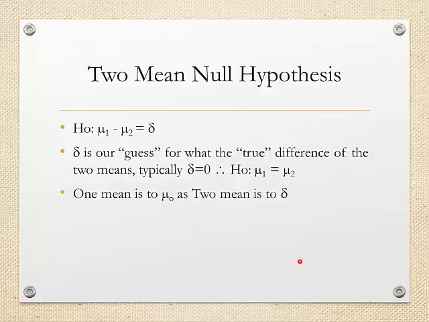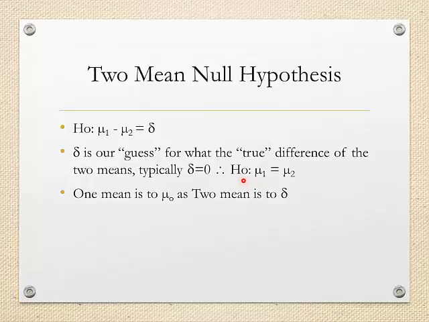Alright, so the true two mean null hypothesis is always going to be that mu1 minus mu2 equals delta. Hopefully that last picture shows you why we're going to use that terminology, in terms of the distribution that we're looking at is actually the difference between mu1 and mu2. So what is delta? Well, delta is our guess for what we think the true difference of the two means is. And typically delta is going to equal 0. And when it does, it's almost the same as saying that your null hypothesis is that mu1 is equal to mu2, which is perfectly valid as well.